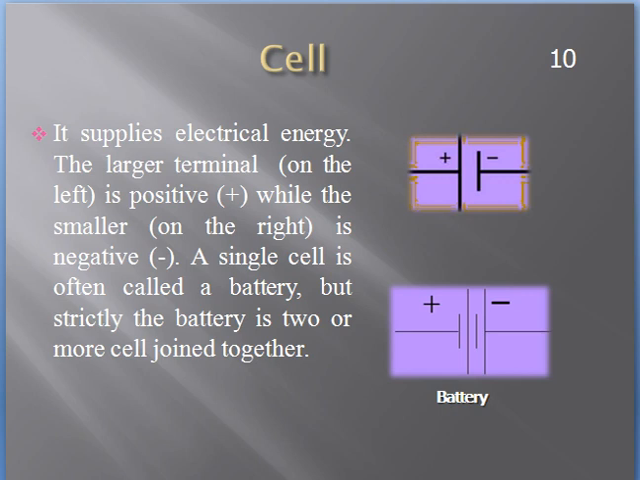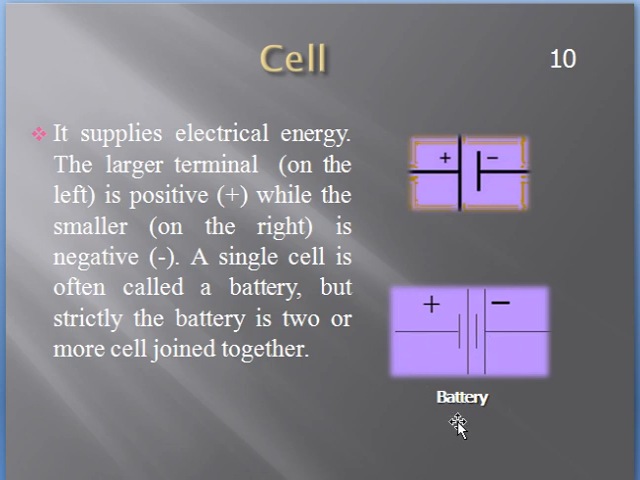It supplies electrical energy. What is a cell? A cell supplies electrical energy. The larger terminal is positive while the smaller terminal is negative. A single cell is often called a battery, but strictly a battery is two or more cells joined together, while a cell is single. Next, here you can see this is the positive terminal, this is the negative terminal of the cell.